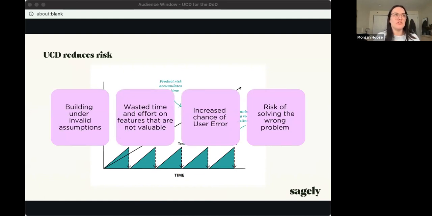It can be building under invalid assumptions. We think we know what the user needs. We just build to it, but it's actually not quite right. There's wasted time and effort on features that are not valuable or sometimes even provide negative value to users. There's increased chance of user error because we're not doing usability testing and identifying places where users can cause errors. And there's also risk of solving the wrong problem. Maybe we thought we knew what they needed, but it was actually something else.